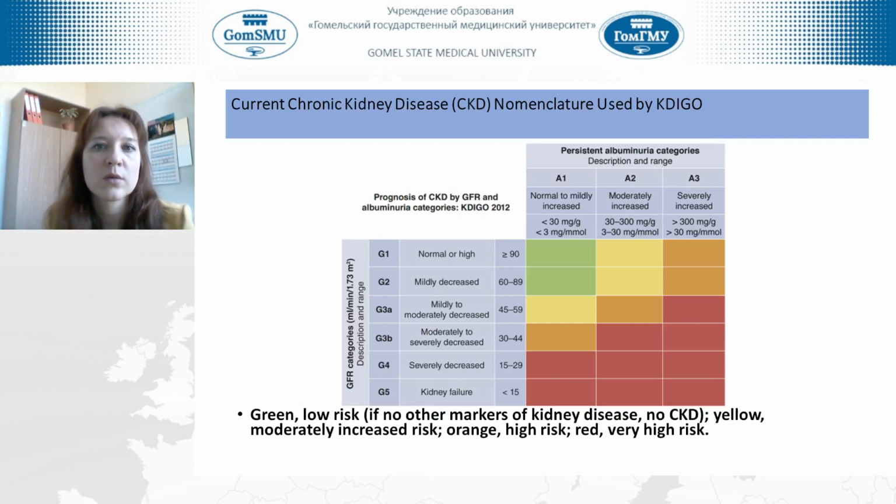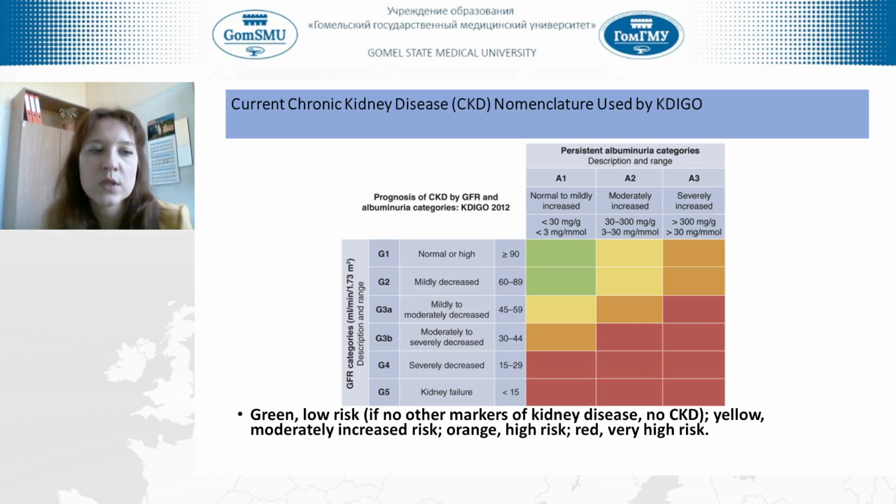According to albuminuria, we can classify chronic kidney disease as A1, A2, A3. A1 means albuminuria less than 30 mg per gram. A2, moderately increased, albuminuria from 30 to 300 mg per gram. A3 is more than 300 mg per gram.